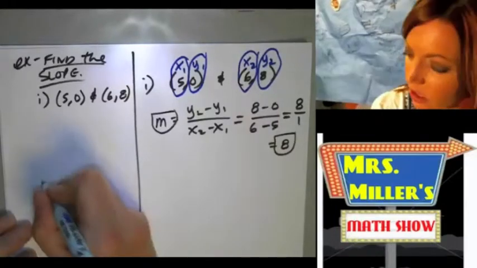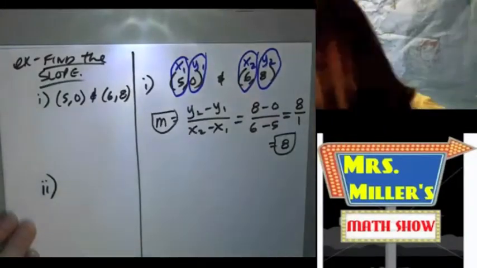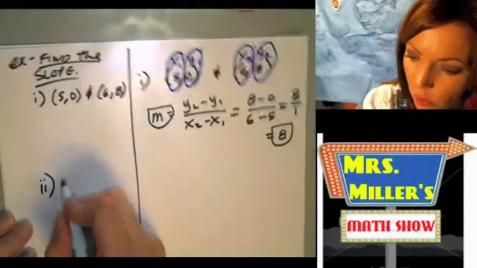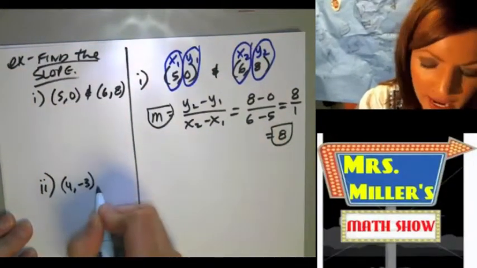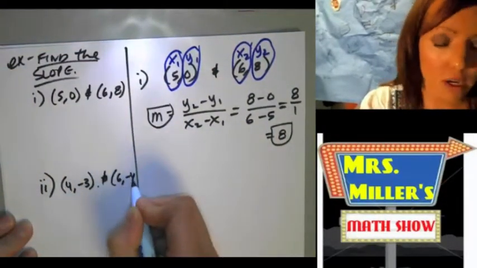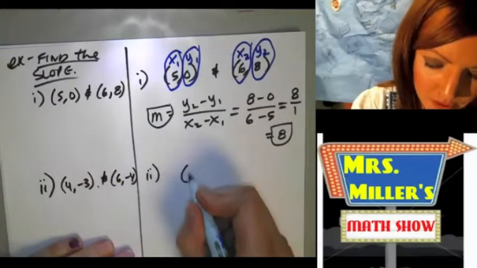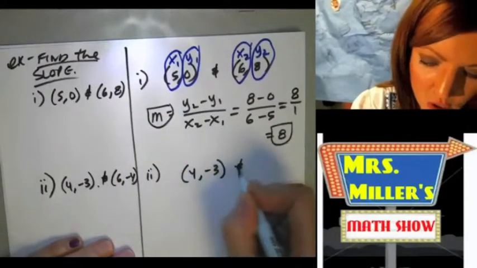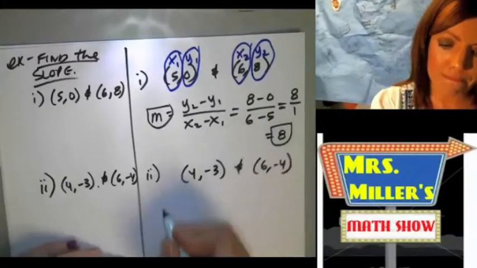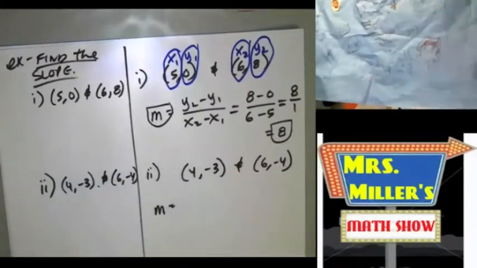Okay, who would like to do this one? The next one is a slope for the points 4, -3, and 6, -4. Sloan, you want to come up and do it? Cool. Okay, everybody give it up for Sloan.